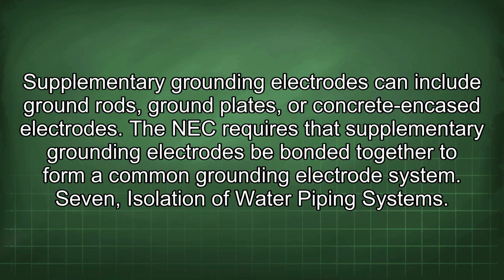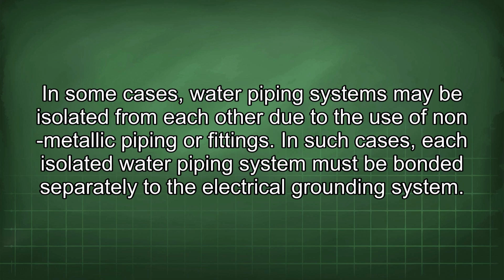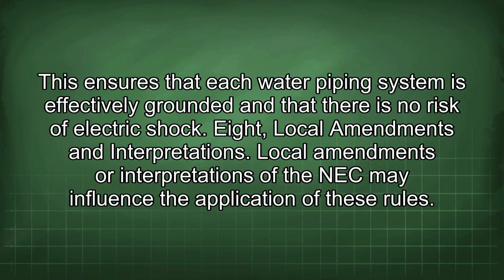7. Isolation of water piping systems. In some cases, water piping systems may be isolated from each other due to the use of non-metallic piping or fittings. In such cases, each isolated water piping system must be bonded separately to the electrical grounding system. This ensures that each water piping system is effectively grounded and that there is no risk of electric shock.